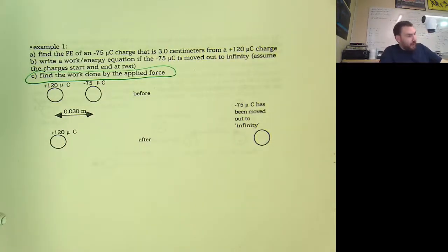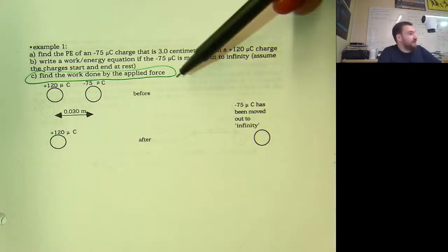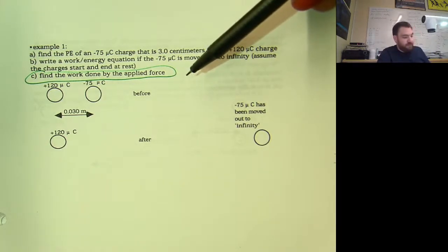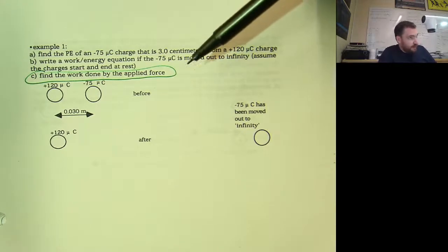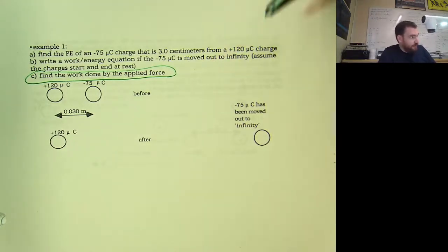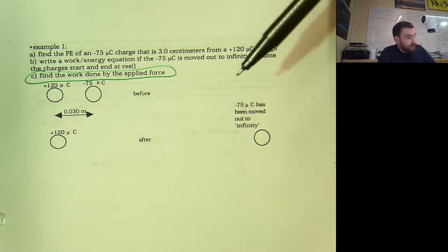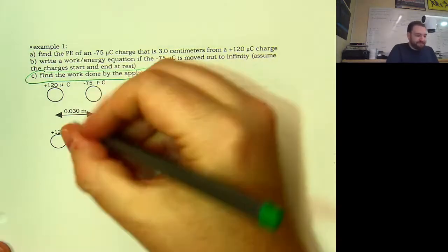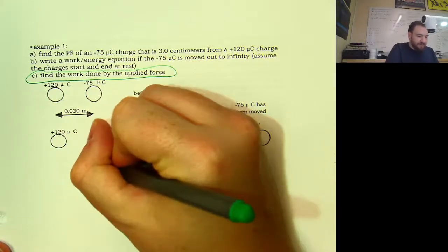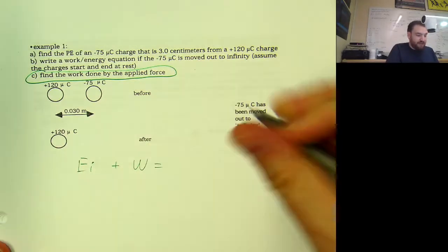Find the work done required to move a negative 75 microcoulomb charge infinitely far away from a positive 120 microcoulomb charge. So we're just going to jump straight to this and chuck it through. To find the work done, whenever they say something like that, especially when you're dealing with orbital gravitation or electric potential or electricity, you're going to have to use the work energy theorem. Energy initial plus whatever work done is going to equal energy final.